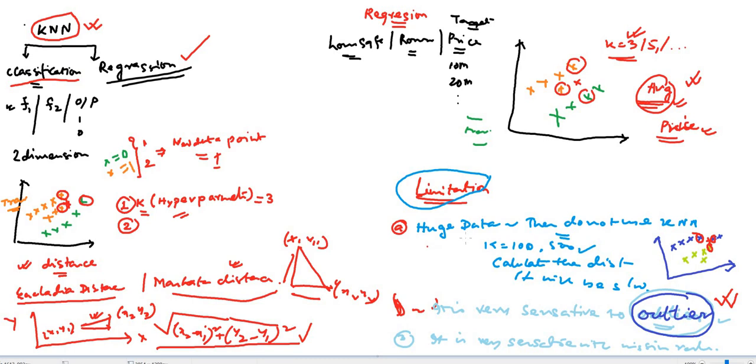And the limitations are that huge data is a limitation, and outliers are a very big limitation. If you have huge data, probably try some different algorithms, because in that case you might go for 500 or 100 and every time you have to calculate, so it will probably be slow, but you can check the performance and then take a decision. But definitely, if you have outliers, remove the outliers, then work on it, or it will be very sensitive to outliers.